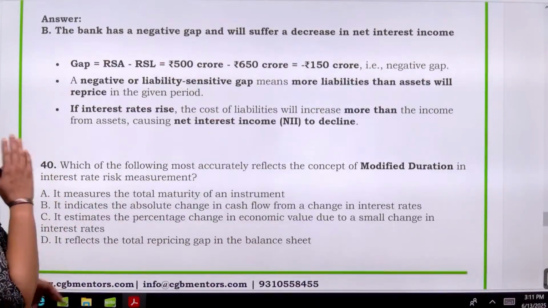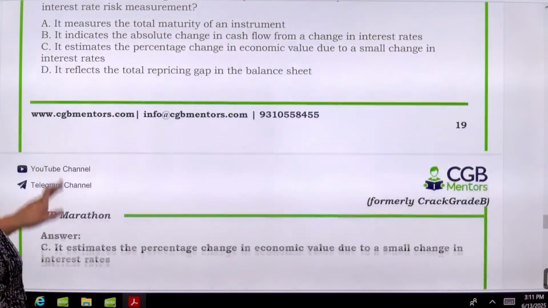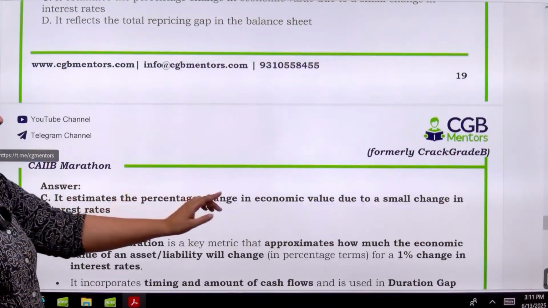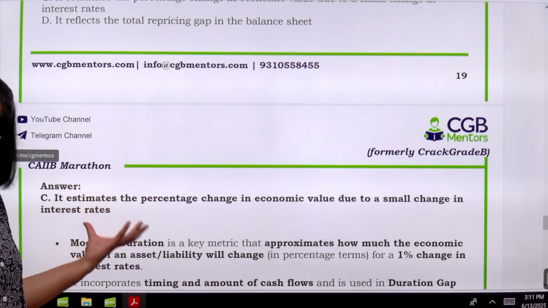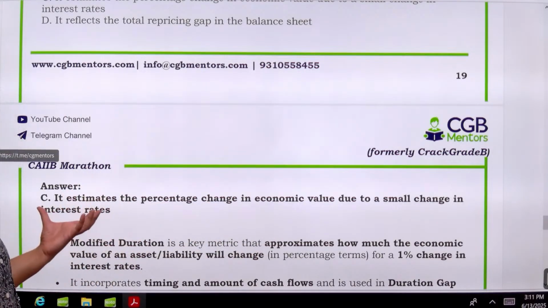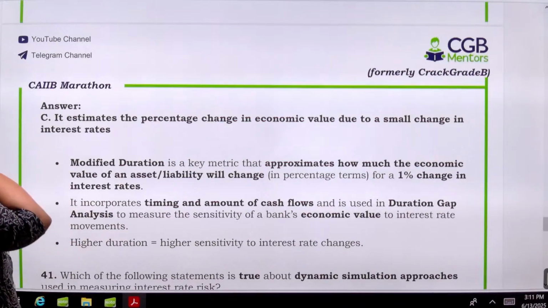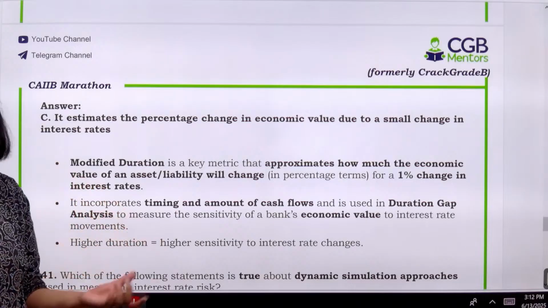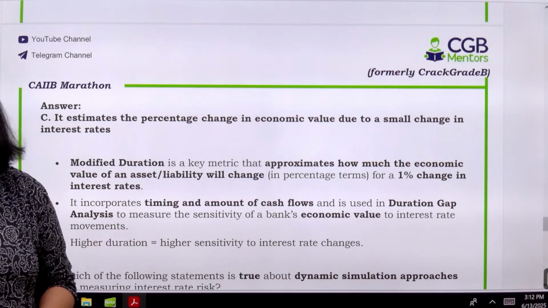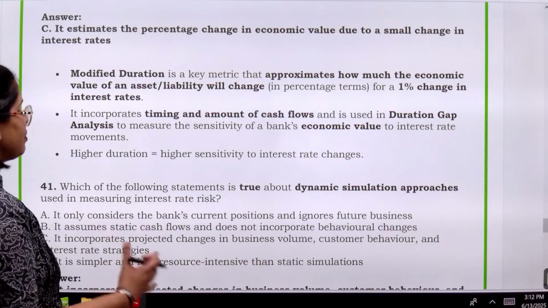Now which of the following most accurately reflects the concept of modified duration? I have taught you yesterday also. Modified duration estimates the percentage change in value due to a small change in the interest rate. You can also write yield in this place, right? So that is what modified duration is. It estimates the change in the asset pricing by a 1% change in the interest rate or the yield, right?